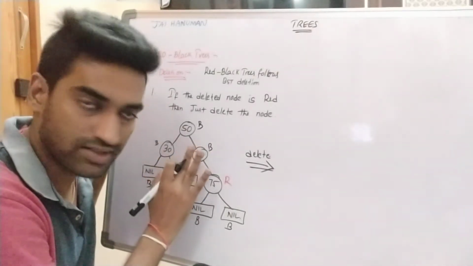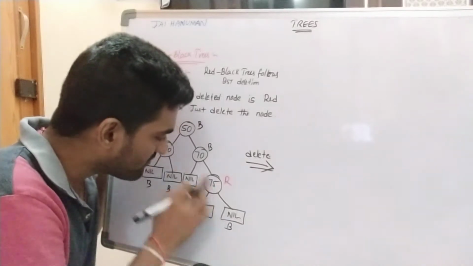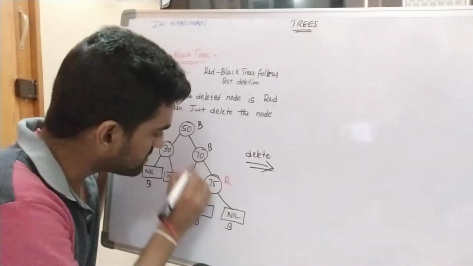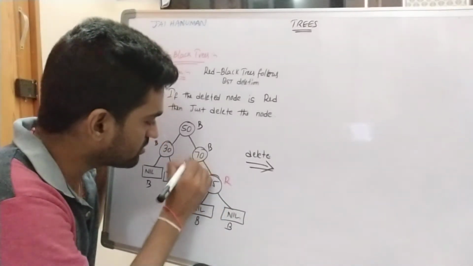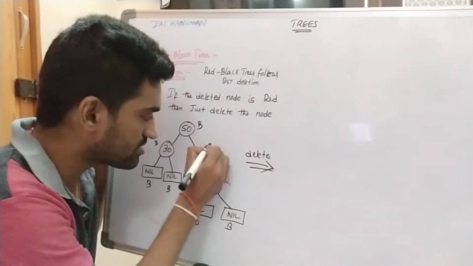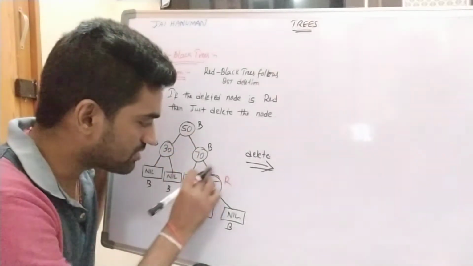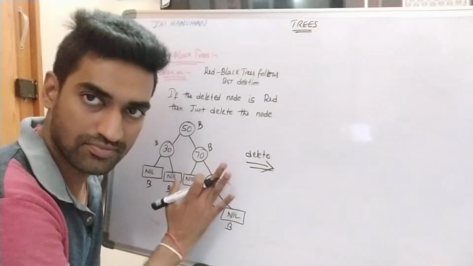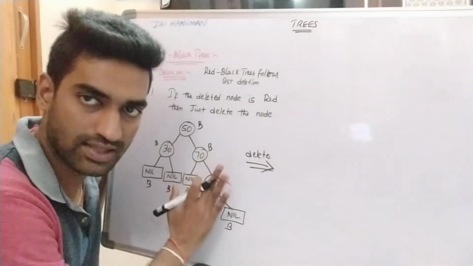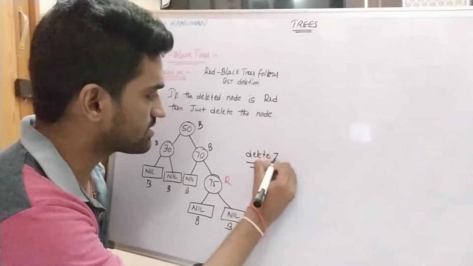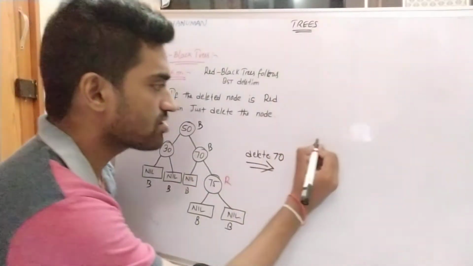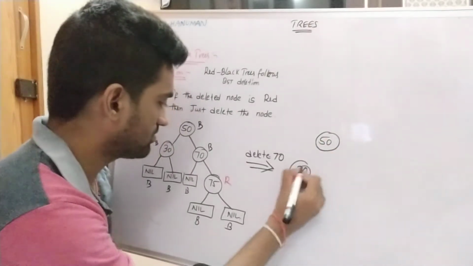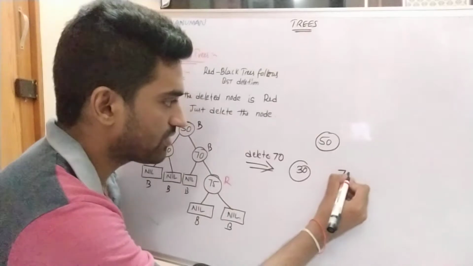That is a very important thing. Here I am replacing the values only, not the colors. Once we replace 70 by 75, this node becomes 75, and it stays black. We are not replacing the colors, we are replacing the values of the nodes only. Remember that, it is very important, right? So here I want to delete 70. After deleting 70, the tree becomes 50, 30, and 75.